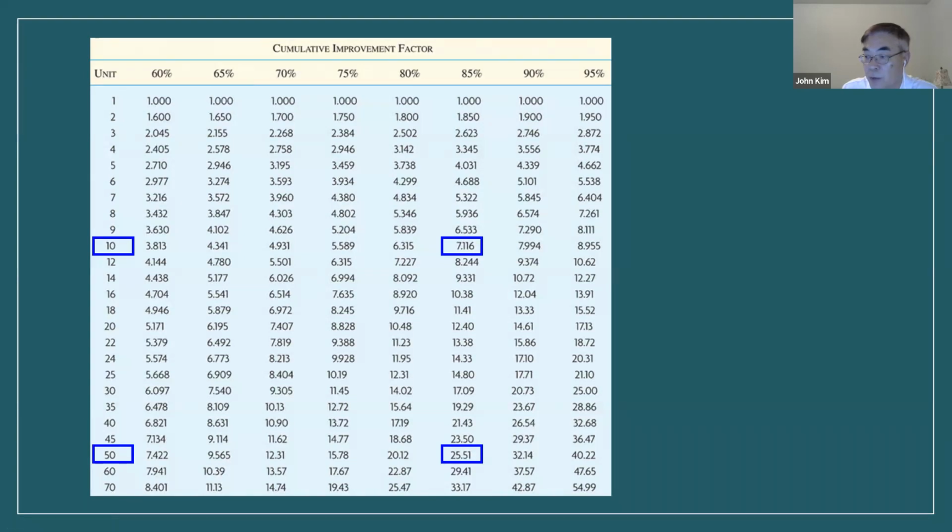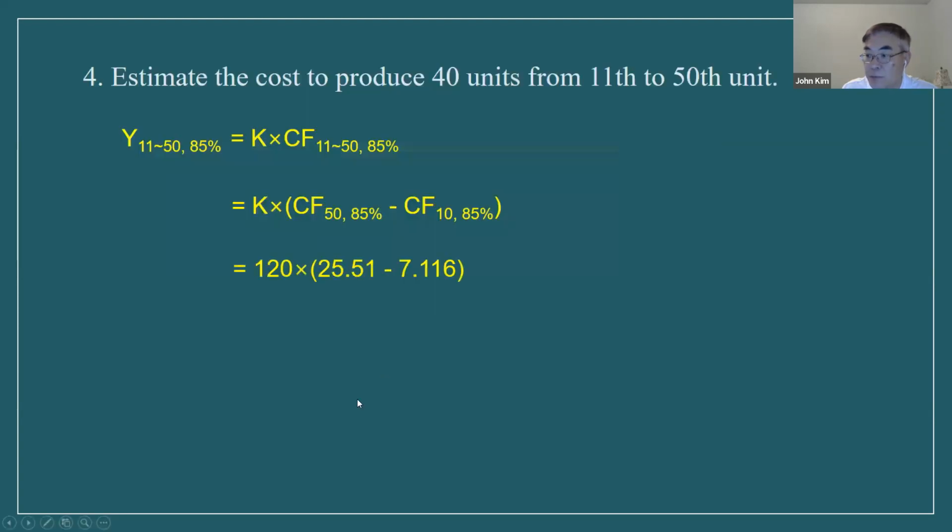So plug in 25.51 and 7.116. This is cumulative factor 50. This is cumulative factor 10. So 120 was K, the initial cost. So calculation: 25.51 minus 7.116 is 18.394. Times 120, that is 2,207.